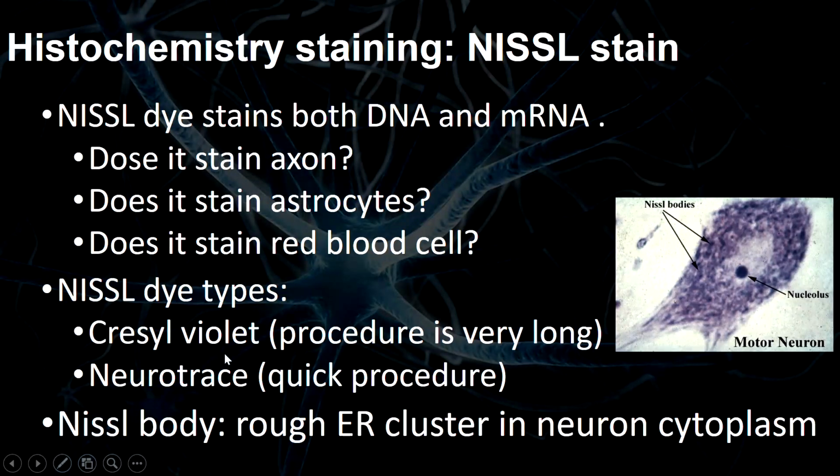Let's talk about different types of Nissl stain. Crystal violet is a type of Nissl dye, and this dye is a pigment. And this is an image of crystal violet stain. NeuroTrace is a fluorophore Nissl dye. And this dye is a very quick procedure. We're going to use this dye in our lab. Crystal violet will take several hours to finish the whole procedure. Let's take a look at the image of a crystal violet stain.